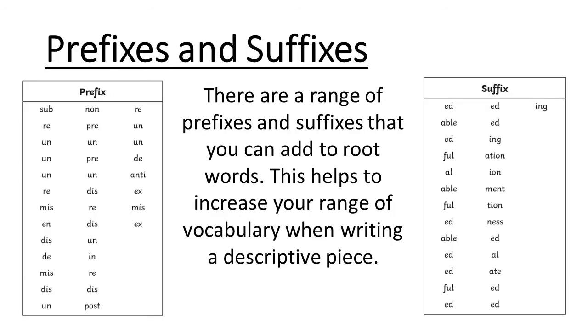There are a range of prefixes and suffixes that you could add to root words. This helps to increase the range of vocabulary when writing a descriptive piece. Here are some examples of prefixes: sub, non, re, pre, un. And here are some examples of suffixes: ed, ing, ful, and ment.